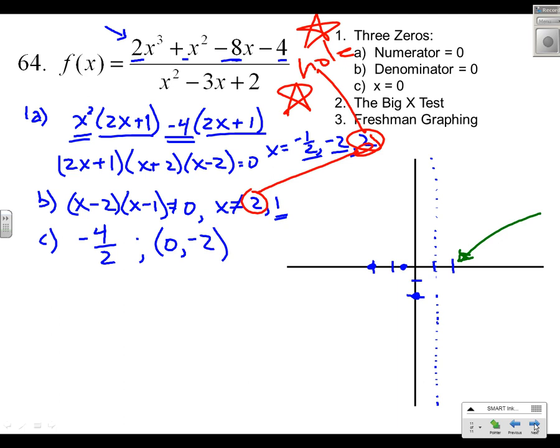Next step. Number 2. Big X test. So the first thing I say is cubic divided by quadratic. Third degree divided by second degree wants to be a first degree. And this is where I want to make sure you don't fall in the trap of saying, well, nothing matters in the numerator except for the 2x cubed.